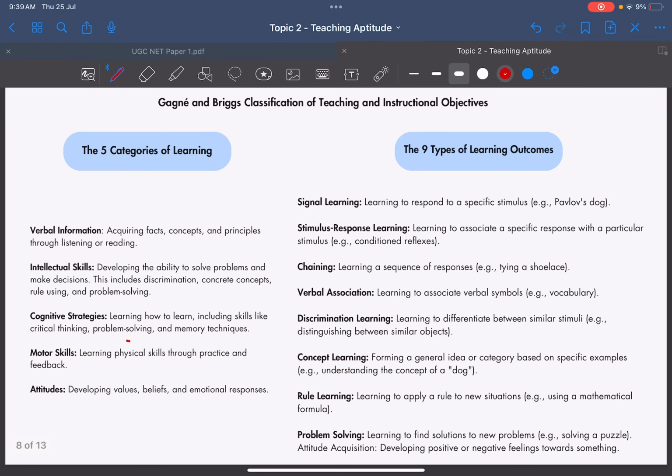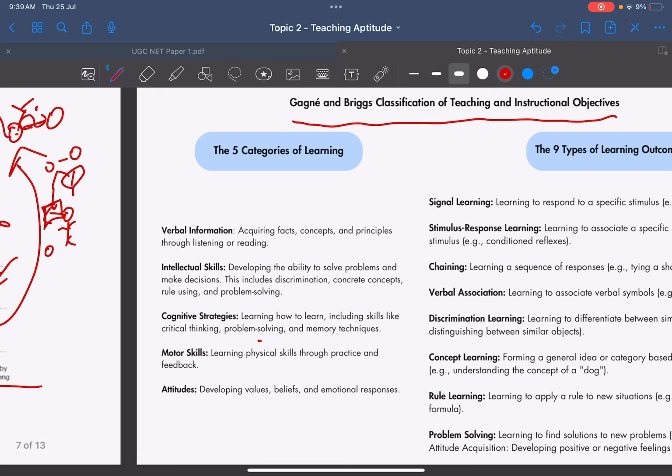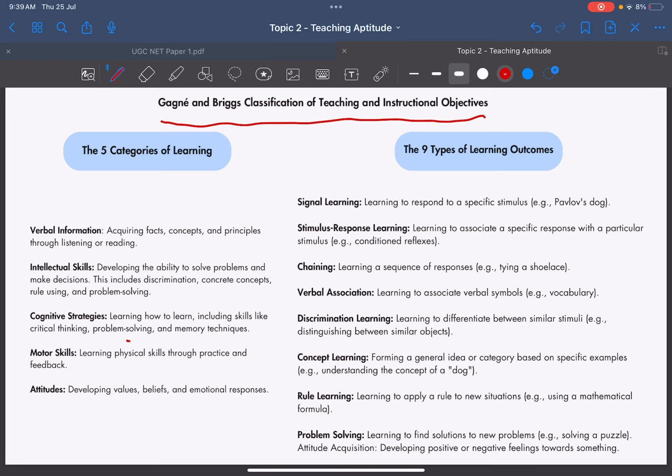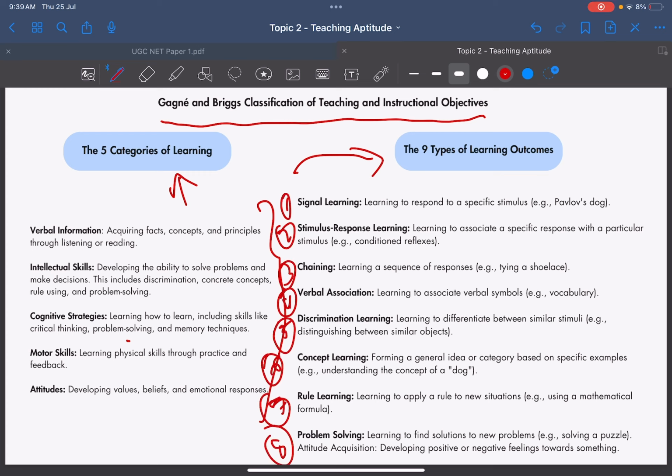Gagne and Briggs classification of teaching. Now that you've learned what these key terms mean, the rest of the teaching theories will become pretty easy. So he has also divided it in a similar way, where there are five categories of learning, and out of this, what are the learning outcomes, and this is again the hierarchy that you will have to remember. So first is verbal, which is acquiring facts. Next is intellectual skills, problem solving. Third is cognitive strategies, learning how to learn, which means synthesis, evaluating, critical thinking, hypothetical questions. Fourth is motor skills, learning physical skills.